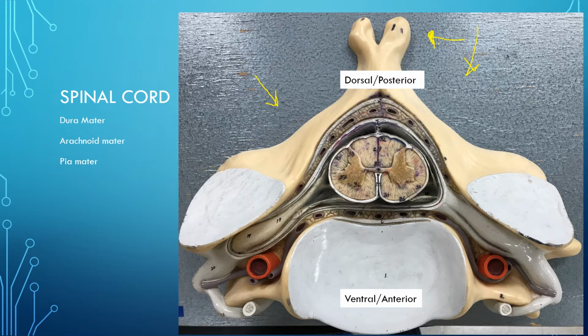The first meninx, which is the singular for meninges, is called the dura mater, or the hard mother. It's made up of dense irregular connective tissue, and it's the strongest of all of the meninges. In this image, the dura mater is located here.